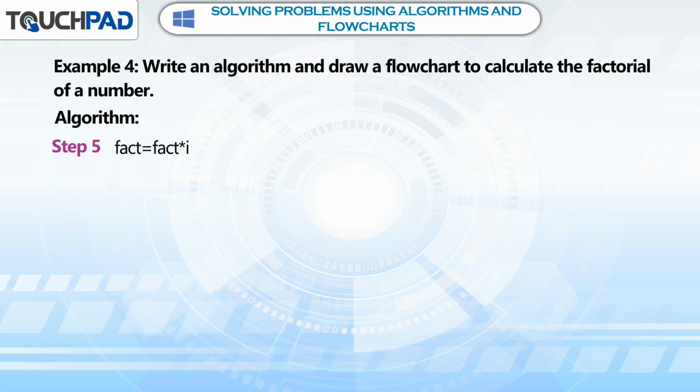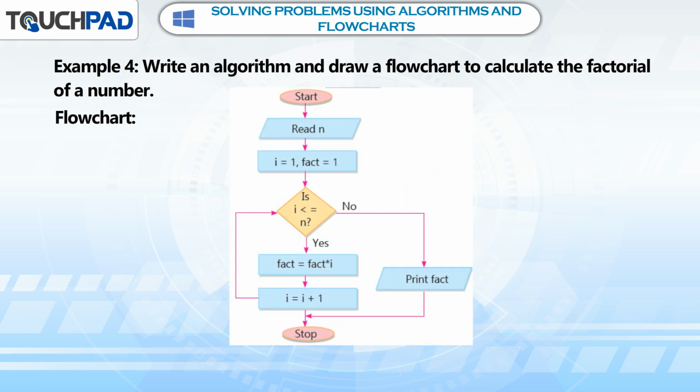Step 5. Fact is equal to fact multiplied by I. Step 6. I is equal to I plus 1. Step 7. Print fact. Step 8. Stop. Flowchart. Start. Read n. I is equal to 1. Fact is equal to 1.